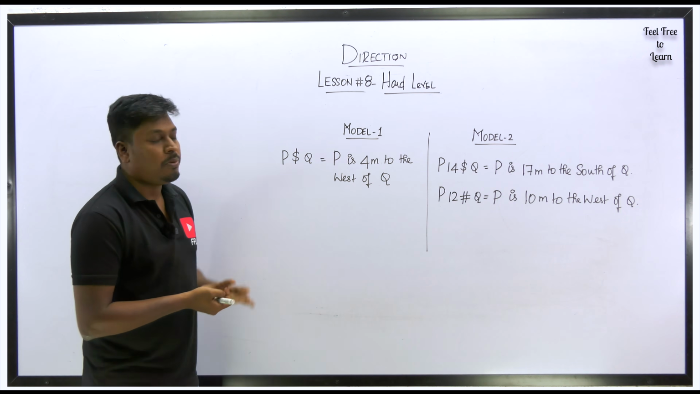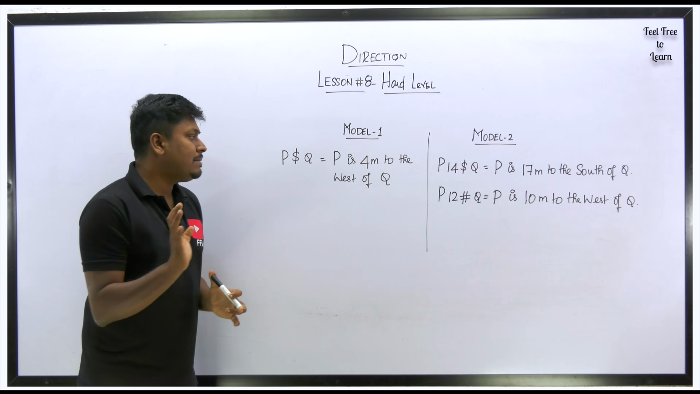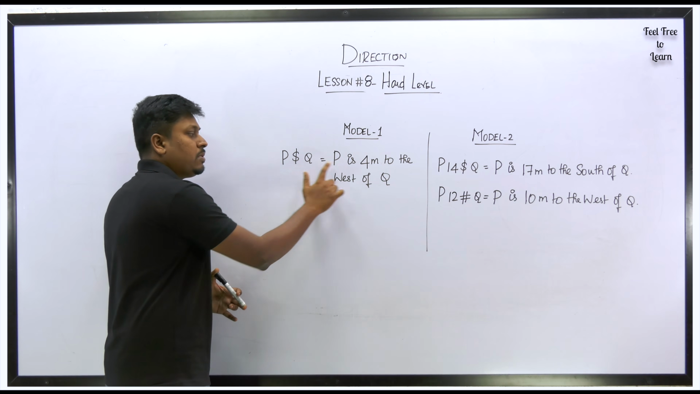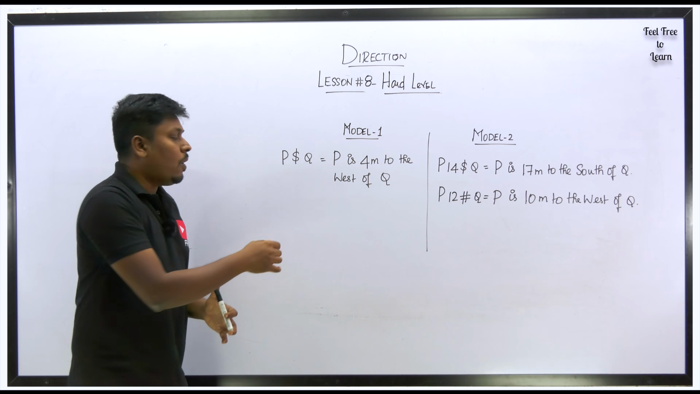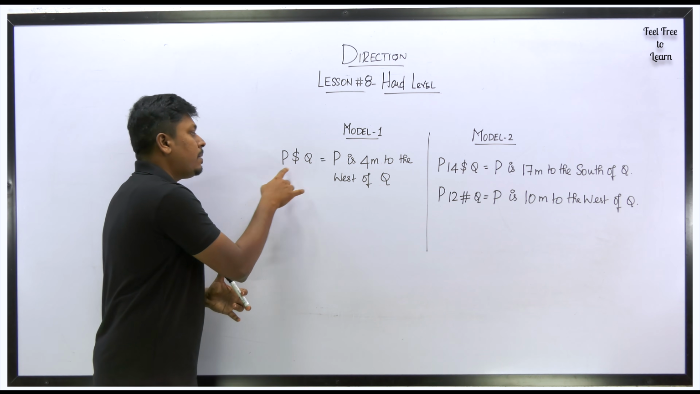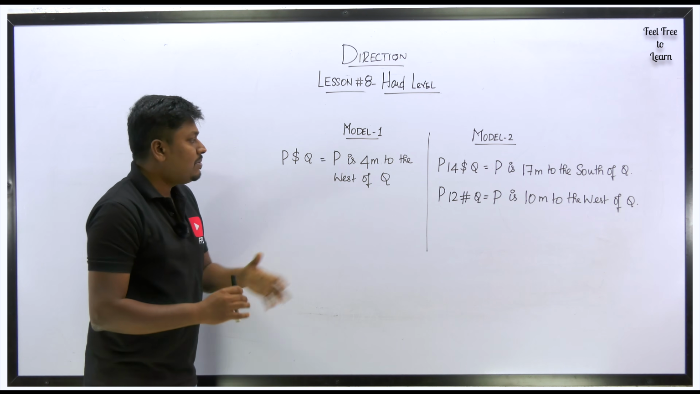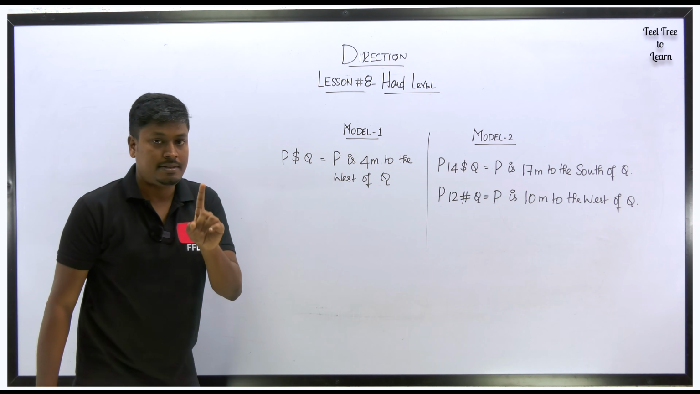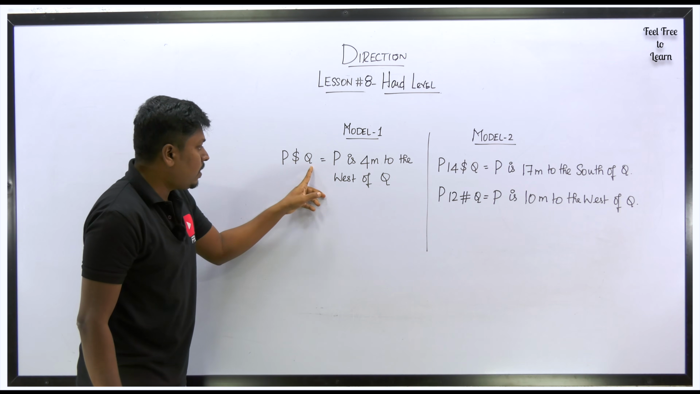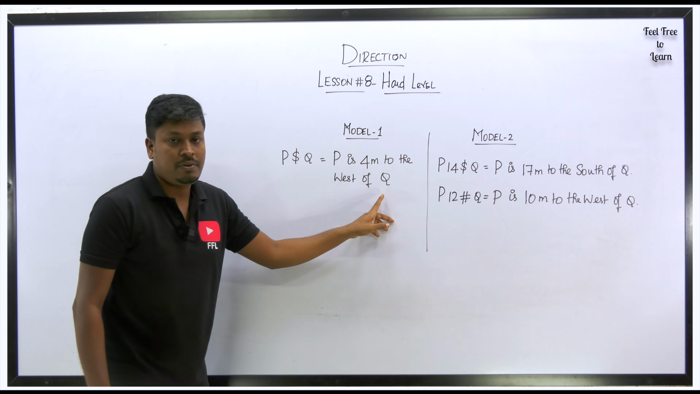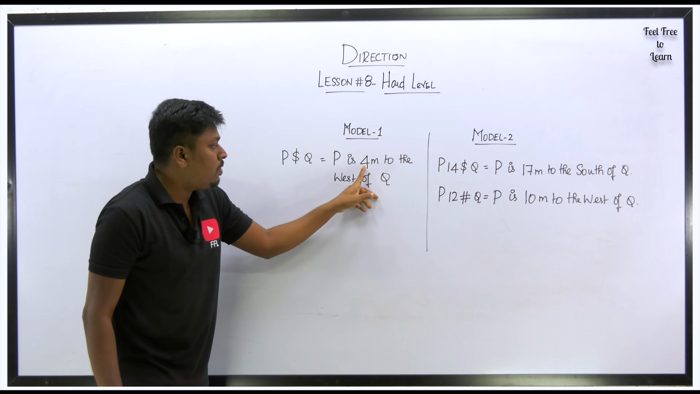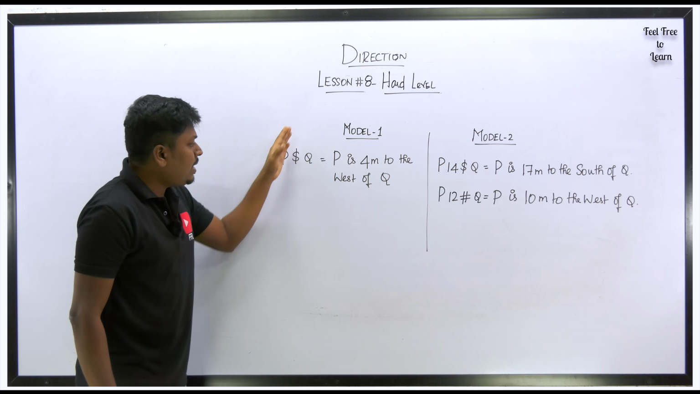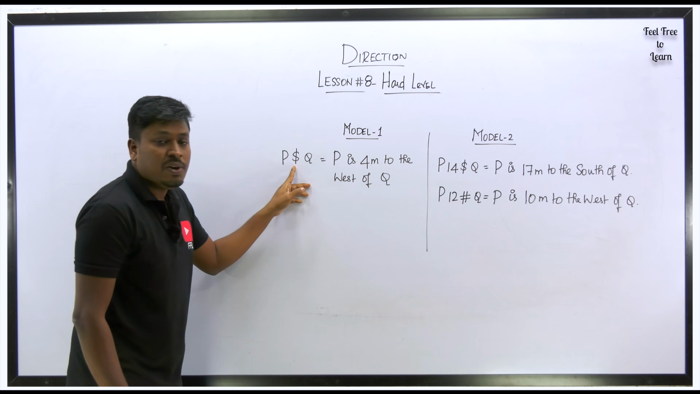First let me talk about model number 1. Model number 1 is a little bit simple. Usually in the questions they will give you something like P$Q, P is 4 meter to the west of Q, or P and Q, or P star Q, etc. This model number 1 will be completely based only on the symbols. So if it is P$Q, P is 4 meter to the west of Q, which means on the western side of Q at 4 meter, the point P is there. In model number 1, it is completely based only on the symbols.